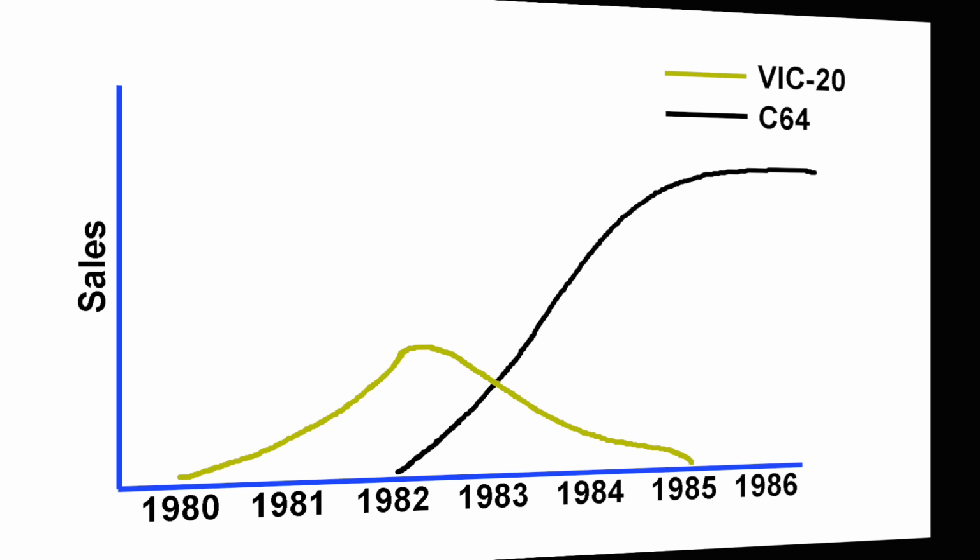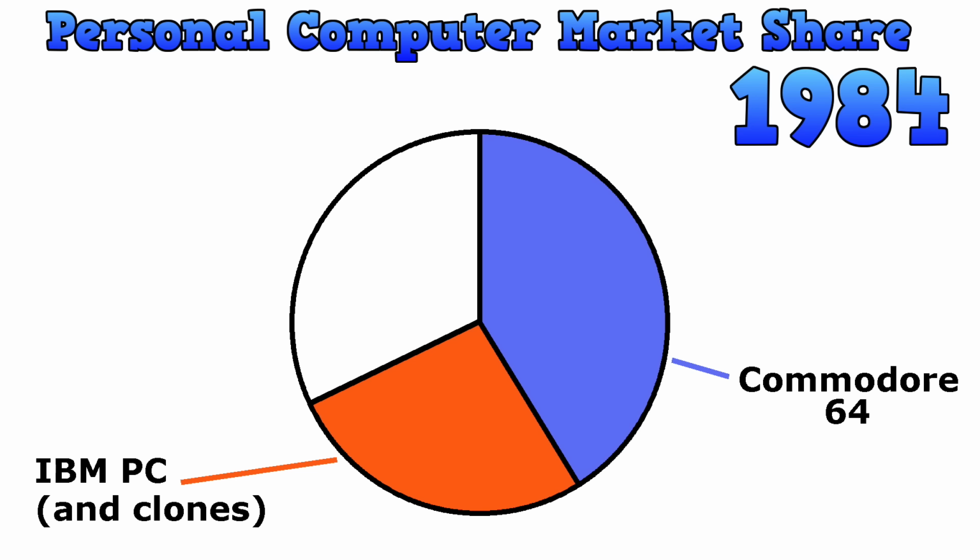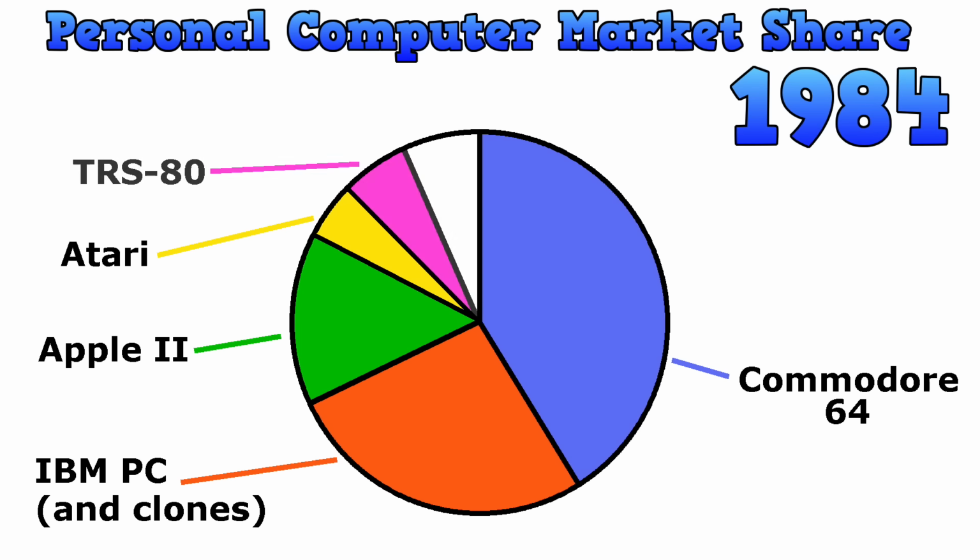This was not really a problem, as the Commodore 64 by itself essentially owned the largest part of the personal computer market in 1984, easily outselling the IBM PC and all of its clones, along with the Apple II, Atari, TRS-80, and everyone else. I didn't put any percentage numbers on this pie graph, as these are really just estimates. Finding hard sales data, especially on some of these other machines, is very difficult, and some of it's contradictory, but I think this chart is roughly correct.